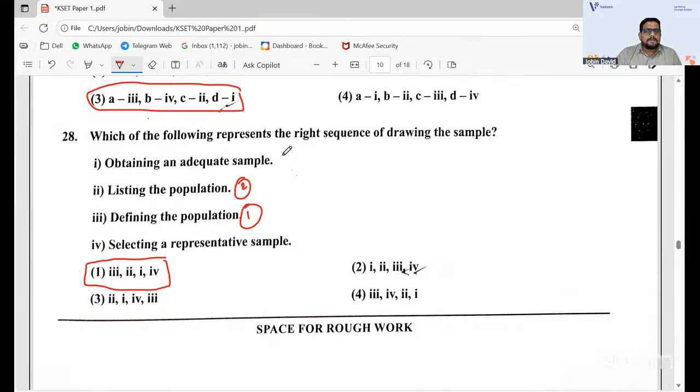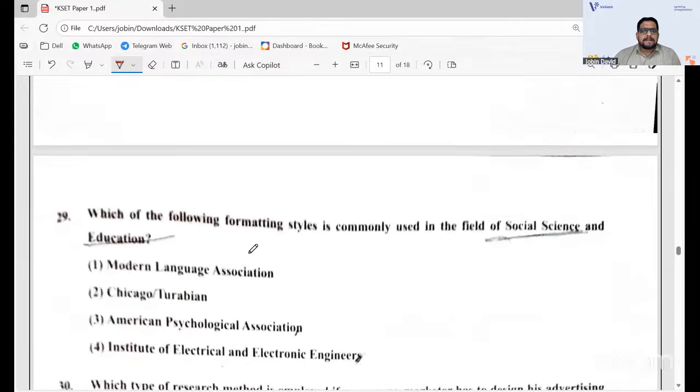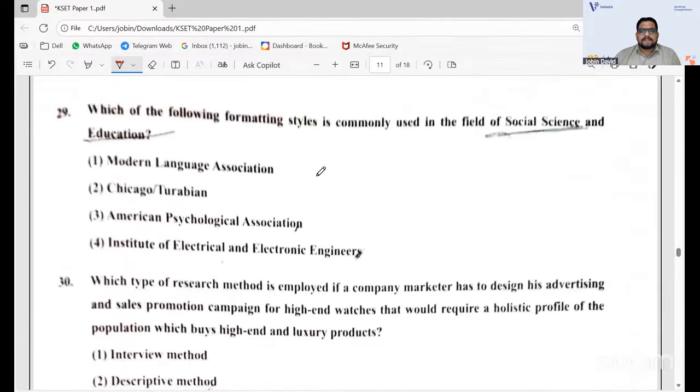Then we'll go with obtaining the adequate sample, and then the last one, selecting a representative sample. So this is the order that we have: 3, 2, 1, 4. And which of the formatting styles is commonly used in the field of social science and education? It is not MLA, Chicago, or Turabian. It's American Psychological Association, APA style.